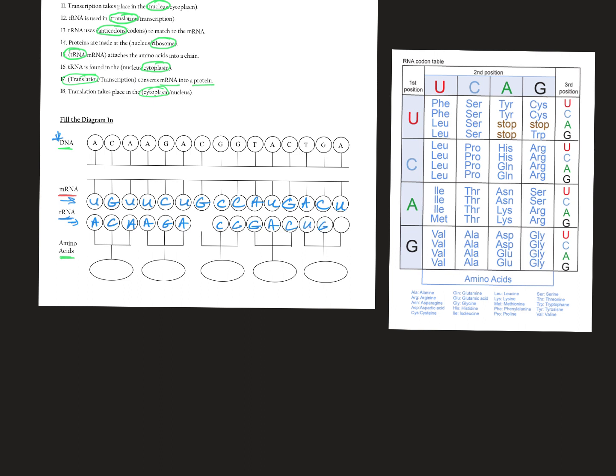Two things make this different. The first is that where there's a T here, there can only be a U here, because this is all RNA. The other thing that makes it different, and they're not showing it here. So let's be clear, they're not showing it here.